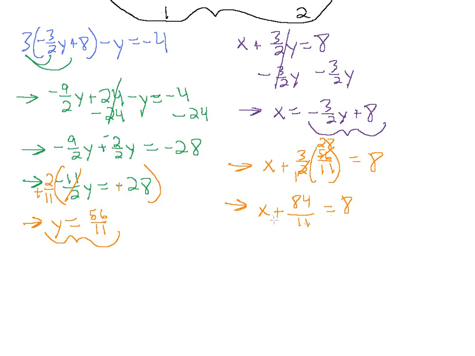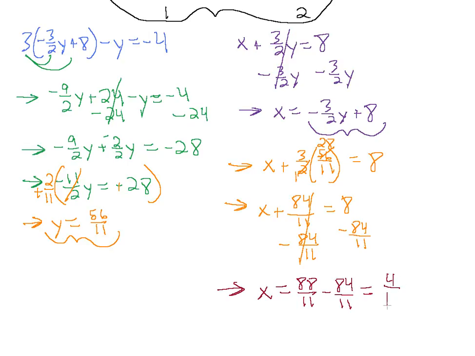And we can go about isolating our variable x. So we can subtract 84 over 11 from both sides. Minus 84 over 11. These two terms will cancel. That'll give us x equals 8, which is the same thing as 88 over 11. Now we have a common denominator here, so we can combine these two fractions. And x equals 4 over 11. So here's our value for our other variable.